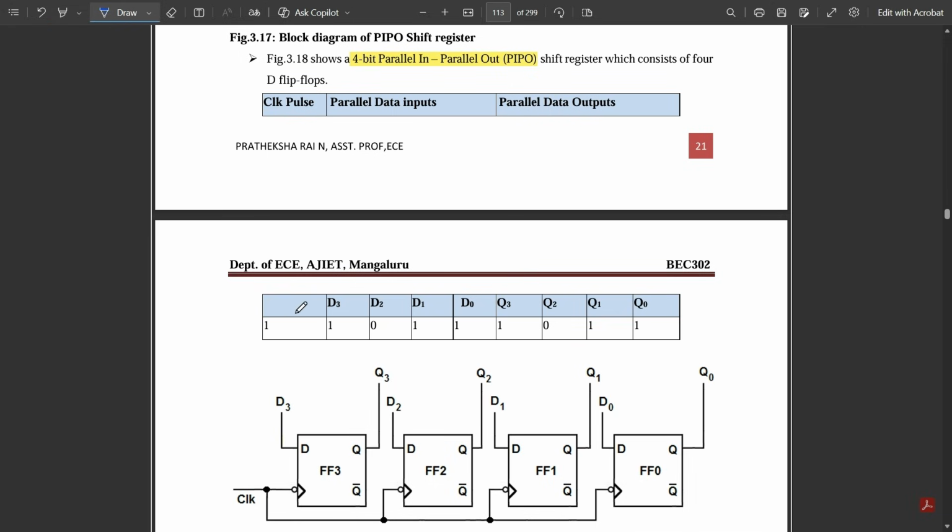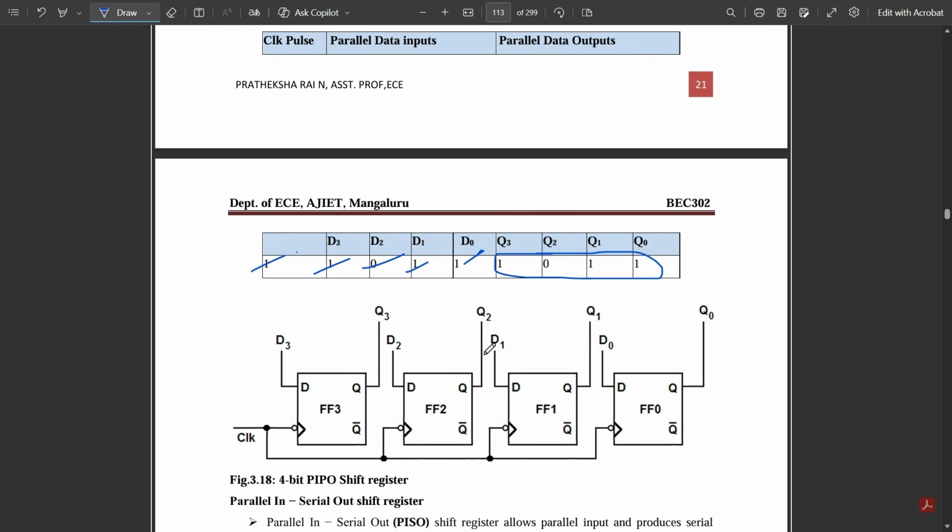in parallel in, parallel out, whatever data is sent through the D flip flops, the same data we would be getting back in terms of bits here. Okay, that is parallel in, parallel out. So you see here, they have given only one clock pulse, and whatever data is assigned, that is D3, D2, D1, D naught, that only would be stored at Q3, Q2, Q1, Q naught.